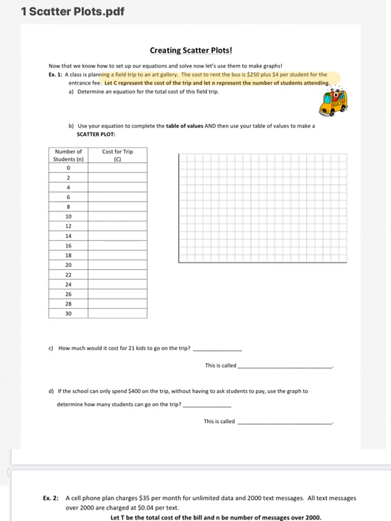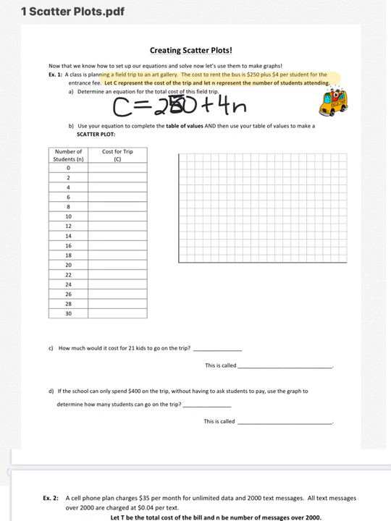So we're going to write an equation, and we've seen this equation before. We already have the let statements. So we're going to let C equal the cost of the trip is $250 plus $4 for each student. So that's a 5 there.